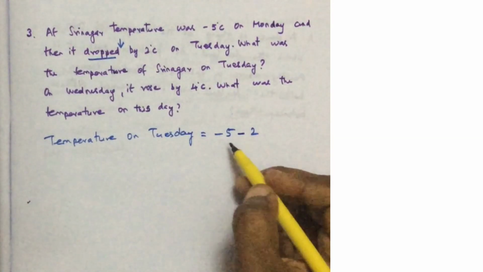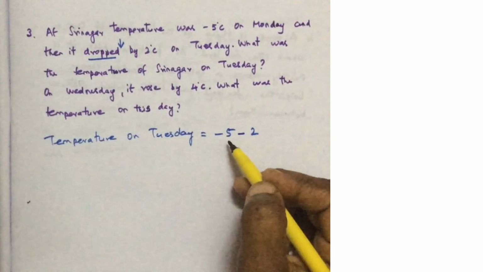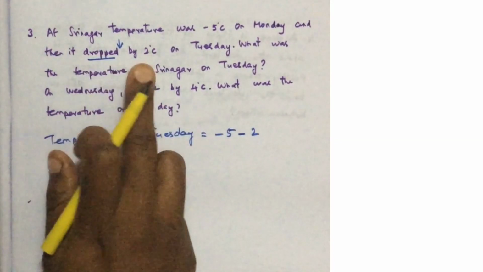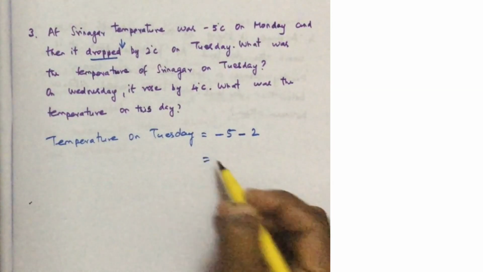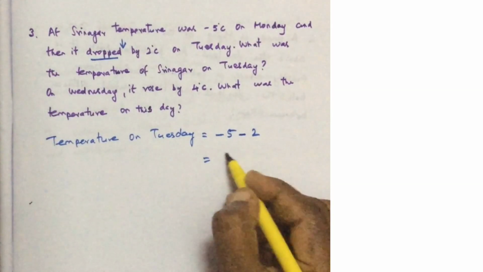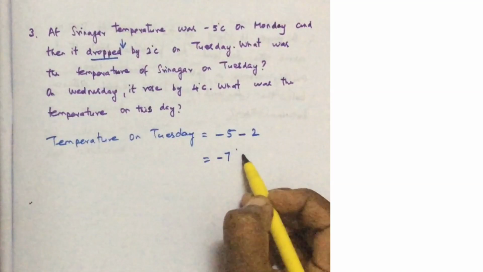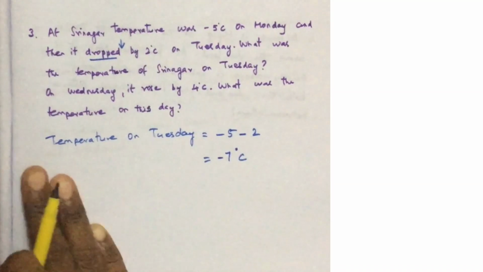On Monday it was minus 5. On Tuesday, from minus 5 it dropped by 2 degrees. So minus 5 minus 2. Now when the symbols are the same, you have to add. 5 plus 2 is 7. So it is minus 7 degrees Celsius. Temperature on Tuesday is minus 7.